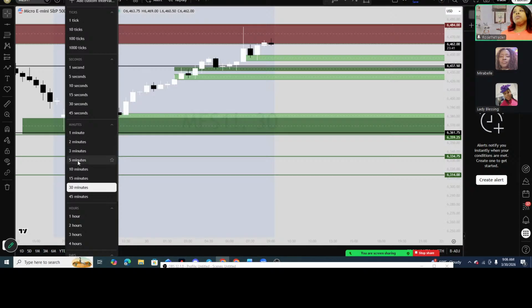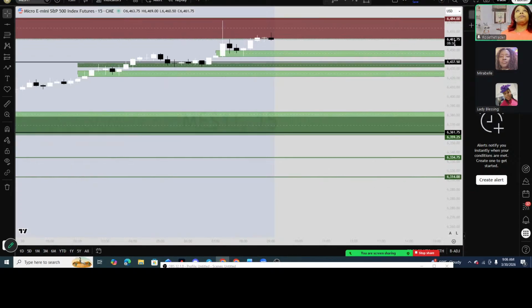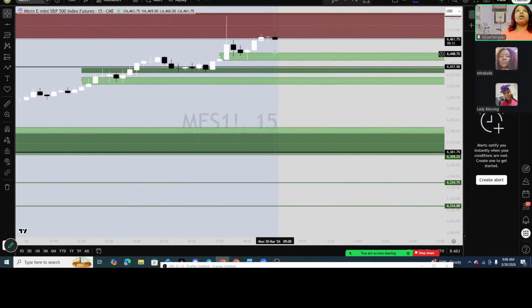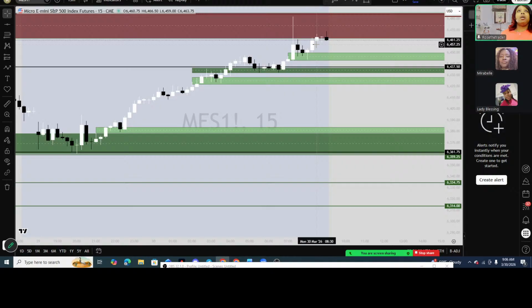Let me go to 15 minutes. Some people take this trade, but when I come to 15 minutes, I want to look for fair value gap. Here's a fair value gap right here as a way to enter right here.